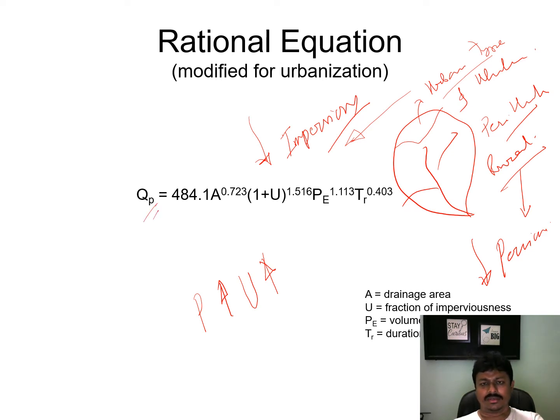So here you can see this is your old rational equation, Q is equal to CIA. After adjusting for urbanization, this has become this, where A is the drainage area or watershed area. Now here this is the fraction of imperviousness, U. That means how much area is impervious. Now P is the volume of rainfall, TR is the duration of that rainfall. Right? So this is the modified rational equation to include the impact of urbanization.